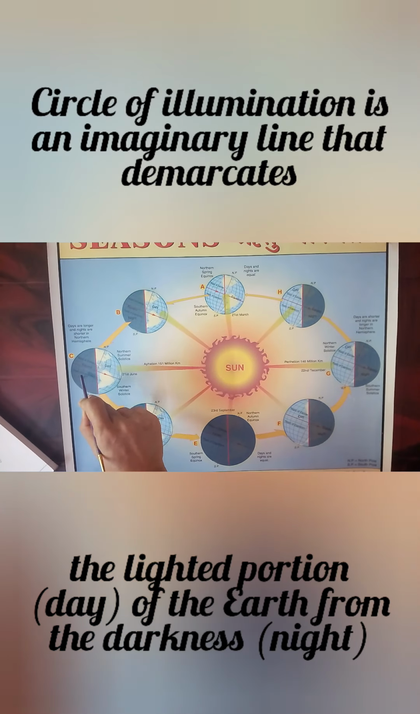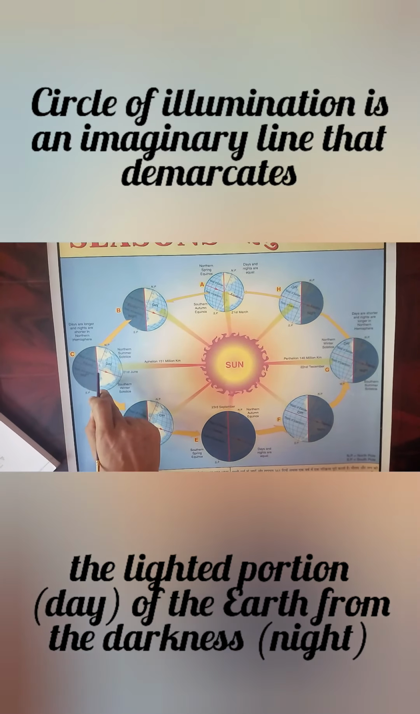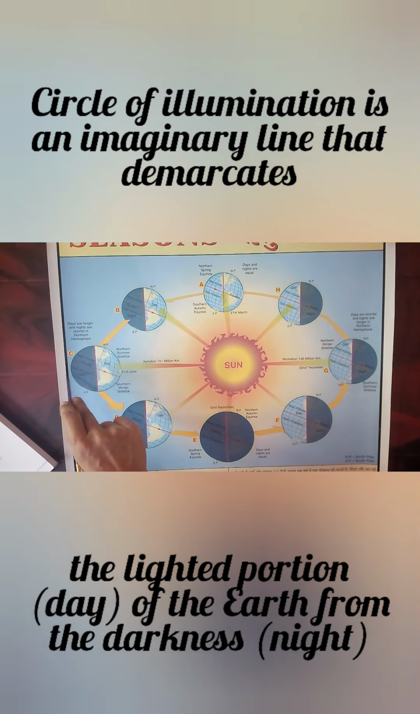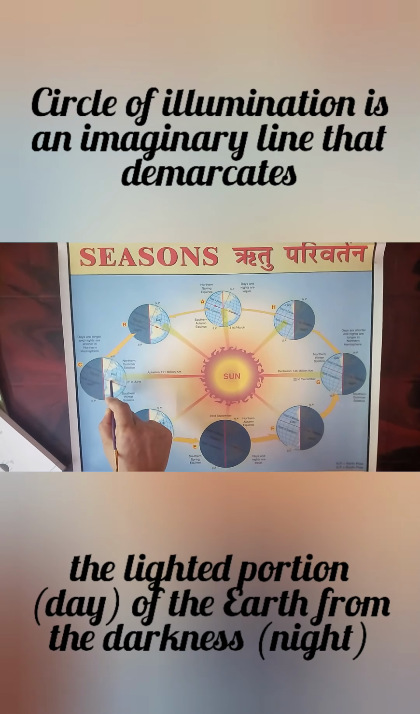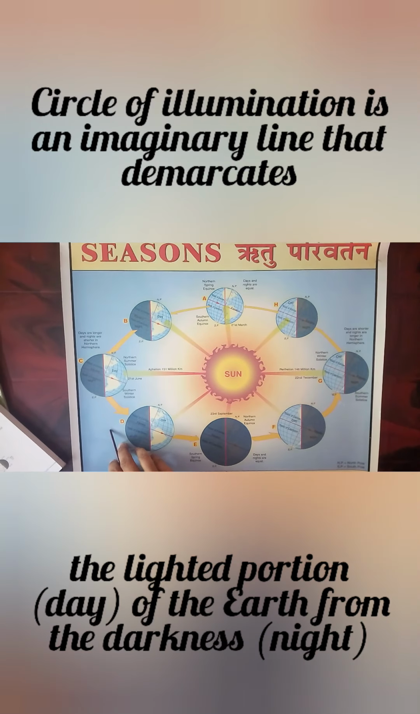Circle of illumination is an imaginary line that separates the lighted part from the darkened part. According to the rotation of the Earth, the sunrise and sunset taking place will be at different times for different parts of the Earth. So the circle of illumination will be moving from time to time according to the rotation.